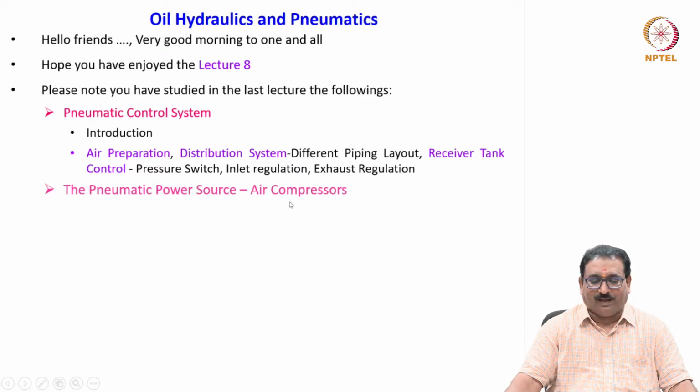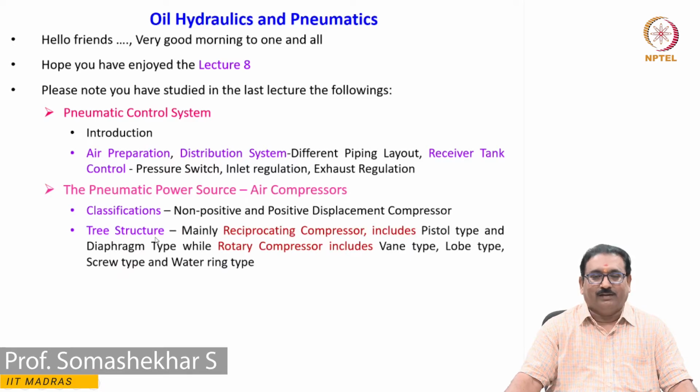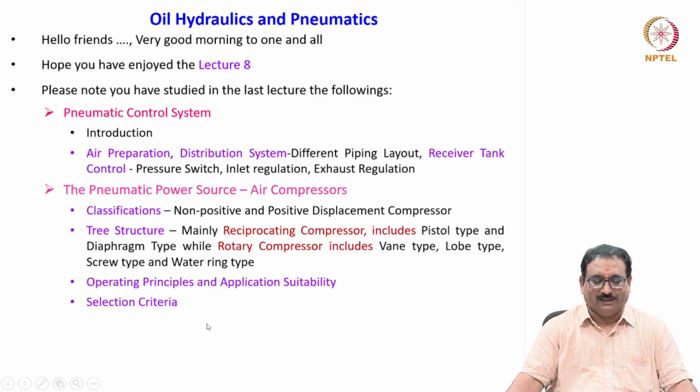We studied the air compressor, which is the power source of pneumatic system, in which the main classifications include non-positive and positive displacement compressors. Also we discussed in detail the tree structure. Mainly the reciprocating compressors include piston type and diaphragm type, while rotary compressors include vane type, lobe type, screw type and water ring type. Operating principles and application suitability of these compressors we discussed in the last class, and also the selection criteria.